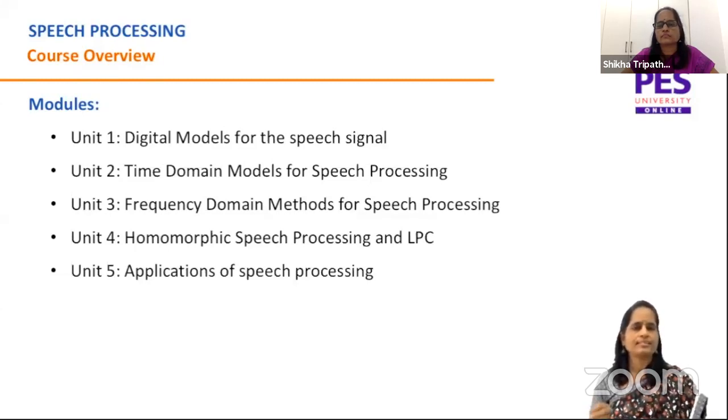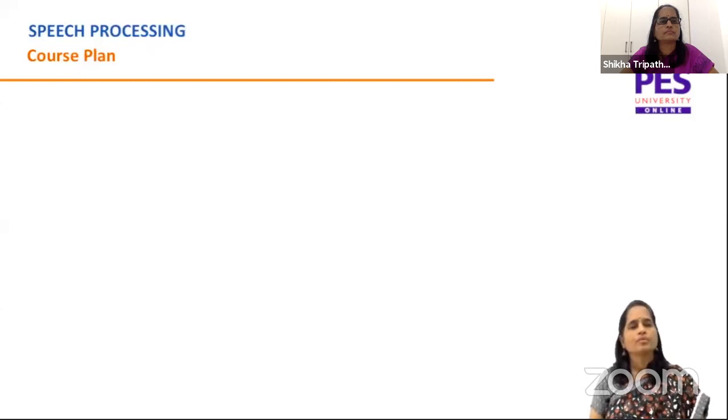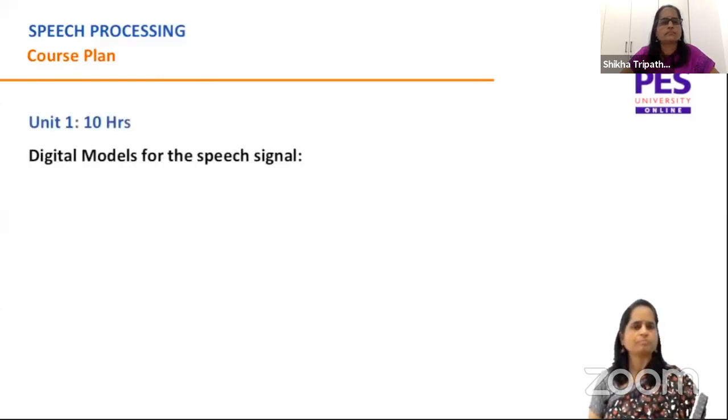Now you can easily relate all these 5 modules to the basic block diagram that I had shown you in the beginning. All these modules are designed in a manner so that starting from the basics, you should be able to go till at least some simple applications of speech processing. And I'm sure you'll be able to do that after having gone through the entire course. So with that in mind, let's look at the detailed course plan for you. The first unit is made up of approximately 10 hours, which is what we'll be spending on this particular topic.